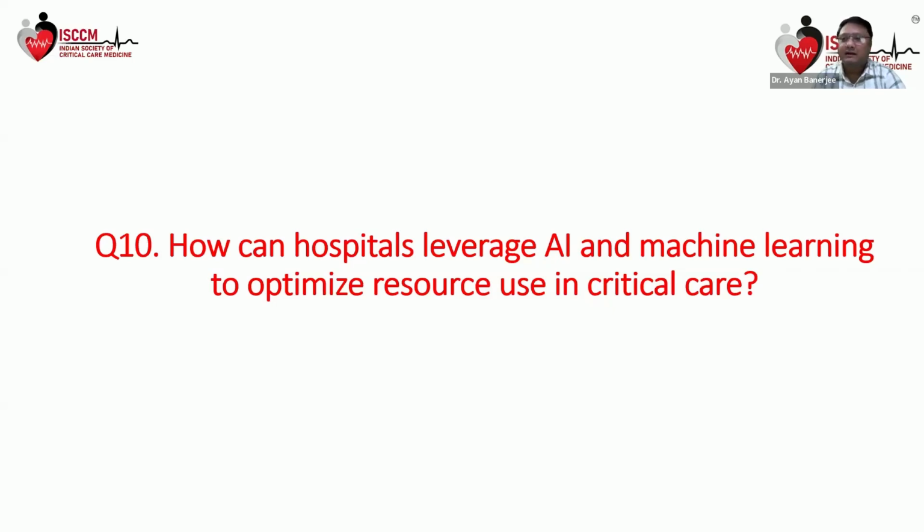Where there is a scarcity of ventilators or life support systems, where to allocate them properly can also be guided by AI. Those are the few directions in which AI may be very helpful for us.